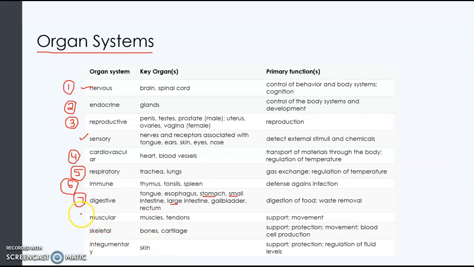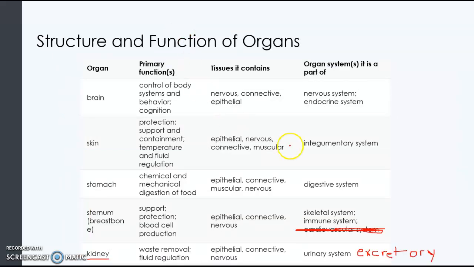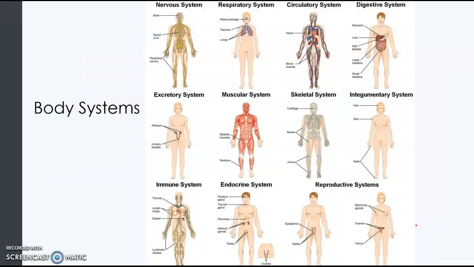The muscular system is the skeletal muscles and the tendons that connect them to the bones. The skeletal system is bones and cartilage. And the integumentary system is the skin. Like I say, there are 11 body systems. The 11th one is the excretory system. I'm not going to write that again because I wrote it on the previous page, but I will go back. The excretory system is number 11, and that is the same as the urinary system.